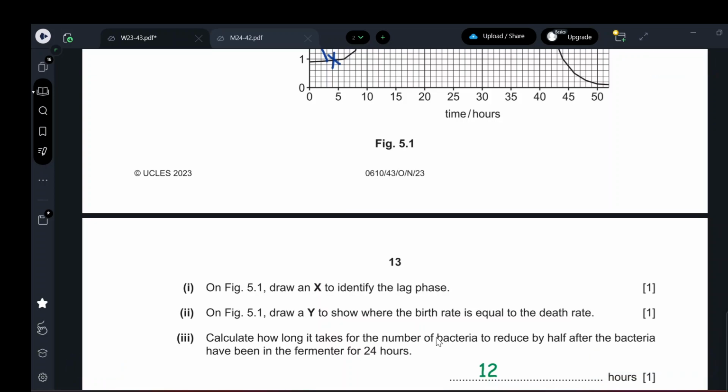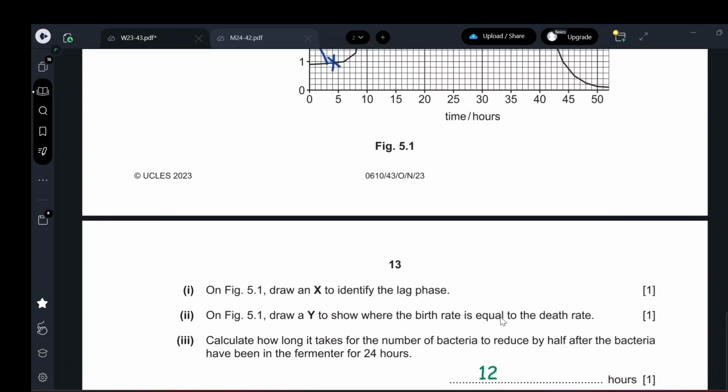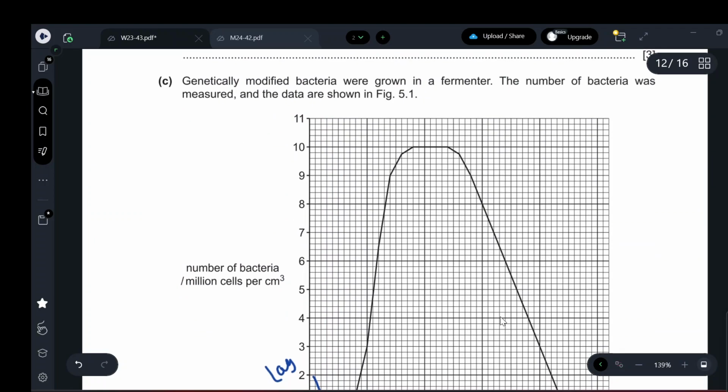Draw a Y to show where the birth rate is equal to the death rate. Birth rate equal to death rate means the stationary phase, so it will be here.